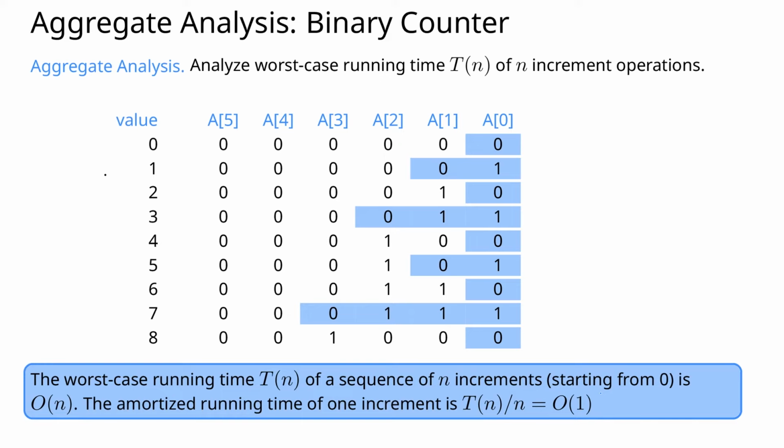So let's formulate this as a result. The worst case running time, T(n), of a sequence of n increments is linear. So the amortized running time of one increment is T(n) divided by n, which is constant. This was the aggregate analysis, and here we were already working with not so nice sums, you could say. It was not that complicated, but we can do it simpler, namely using the accounting method. Let's do the same analysis with the accounting method, and that will actually be quite elegant.